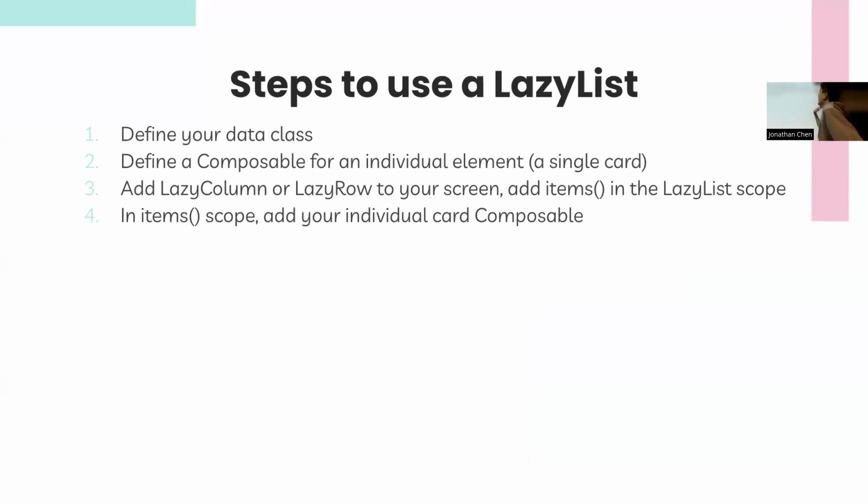And before we get into that, I'm going to go over it again. Here are the steps to use a lazy list. You need to first define your data class. You're going to need to define the UI for that individual card. So one data class object translates to one card here, and you have to write the actual UI, the composable for that. Then you're going to add a lazy column or a lazy row or some other lazy list to your screen, and use items or item to repeat that individual card any number of times.